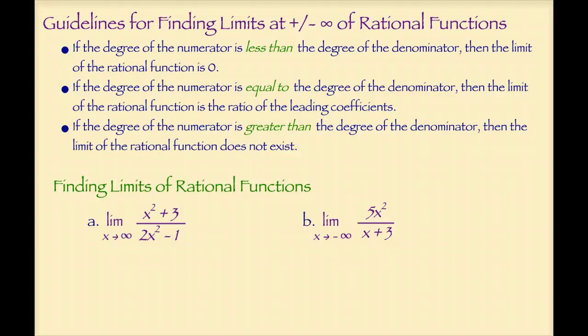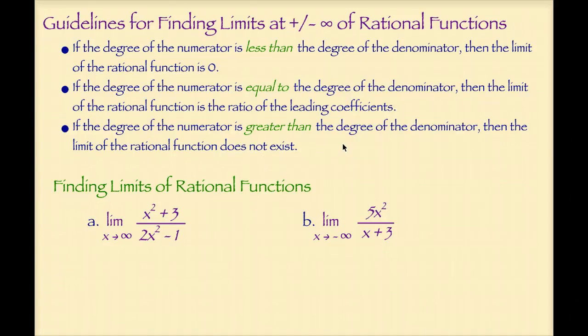The results from our previous example lead to these guidelines for finding limits at positive or negative infinity of rational functions in general. If the degree of the numerator is less than the degree of the denominator, then the limit of the rational function is 0. If the degree of the numerator is equal to the degree of the denominator, then the limit of the rational function is the ratio of the leading coefficients. And if the degree of the numerator is greater than the degree of the denominator, then the limit of the rational function does not exist.